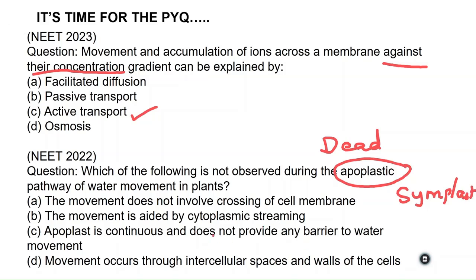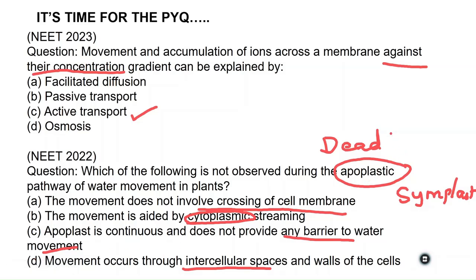Now here, the movement does not involve crossing of cell membrane. Crossing of cell membrane means this is something to be done outside, right? Then cytoplasmic streaming. So cytoplasm means we can get an idea that it is something which is happening inside. Then next, it does not provide any barrier to water movement, right? So water movement barrier means this is understood like it is something outside, right? Then a movement occurs through intercellular space. This is also outside.